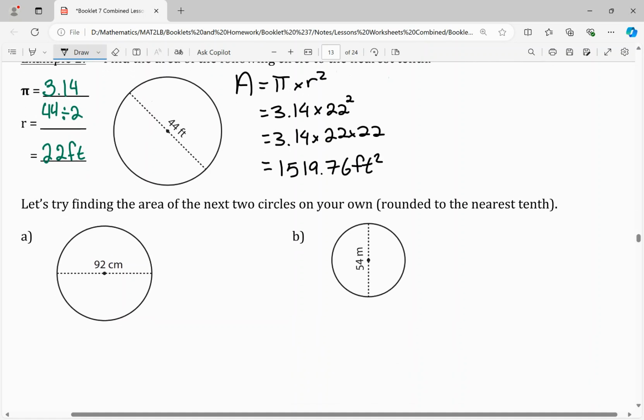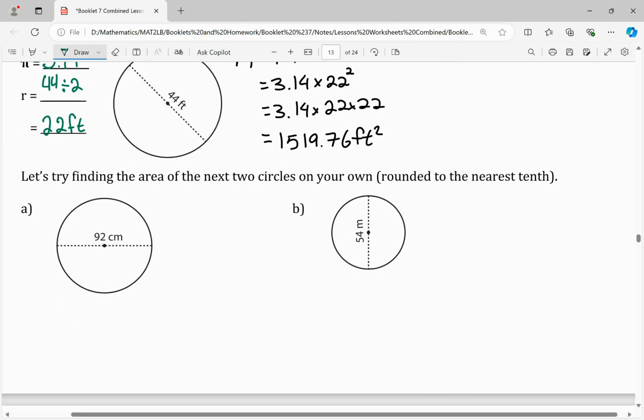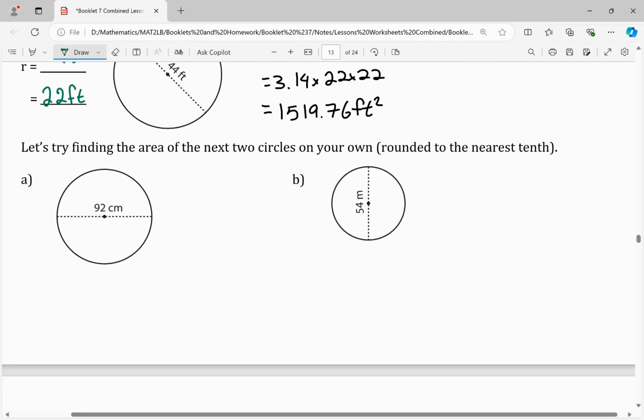Again, try these next two examples on your own. Ensure to turn the diameter into radius before you use the equation. In example 1, pi, which is 3.14, radius, which is 92 divided by 2, gives us a radius of 46 centimeters.